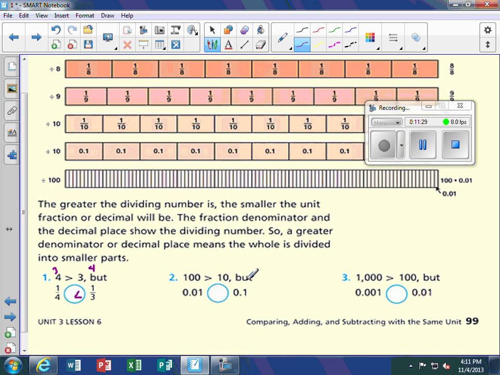100 is greater than 10, but 0.01 is less than 0.1. Why? This is in the 10th place, and it's that much closer to getting to 1 whole. 1,000 is greater than 100, but 0.001 and 0.01. Again, this one is closer to getting to the whole, so it's greater.